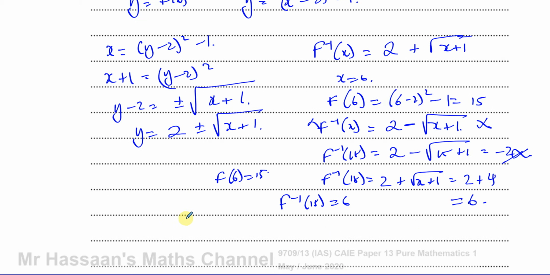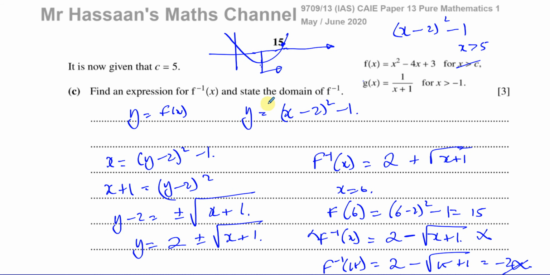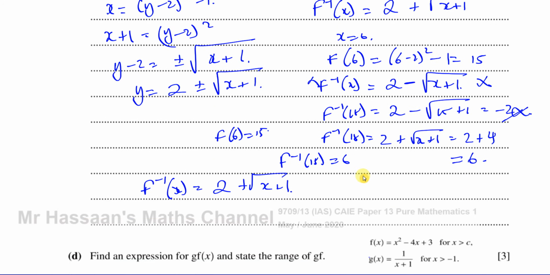So we can say that the inverse, therefore, is equal to 2 plus the square root of x plus 1. And there's the answer to part C, except we haven't quite finished because it says state the domain of the inverse function. So we have to basically have a look at this.